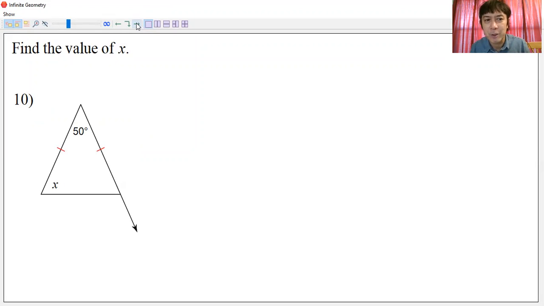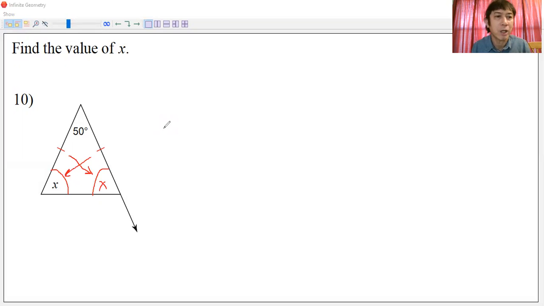Let's examine the triangle. We have two sides equal, and this angle x is also equal to the angle here. So you can call this also x. Why? Because of the marks of the sides. These two sides of the isosceles triangle are equal, and so the opposite angles, which are called base angles, are also equal. So we can mark the other one x.